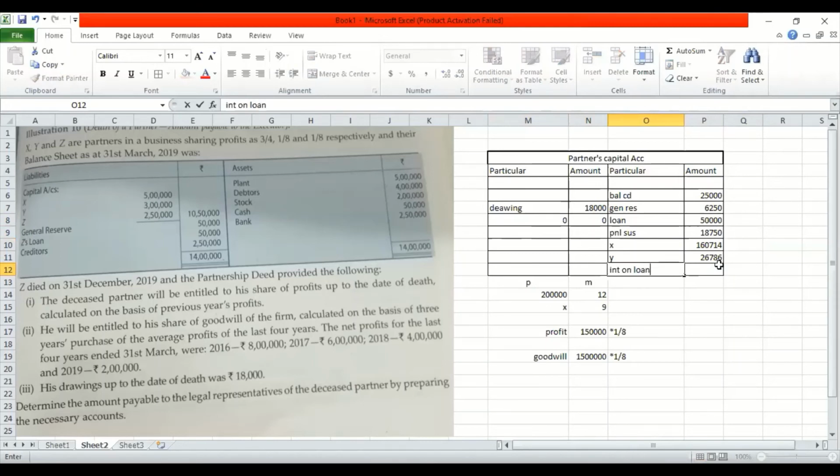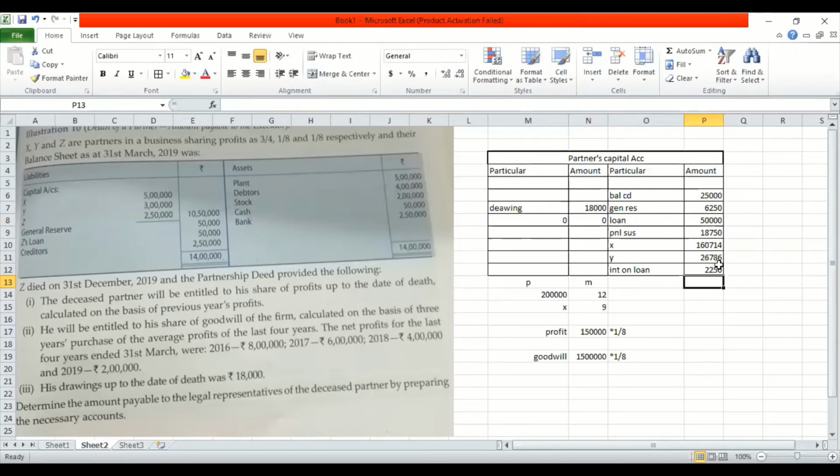So interest on loan would be, you can do your calculation and see what is the figure you're getting. It is 2250. You should be giving it for the period he was there with you, 9 months. Don't give it for the entire 1 year. Pay a lot of attention in this aspect.